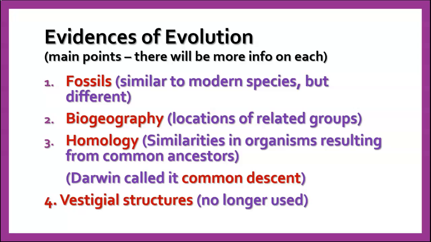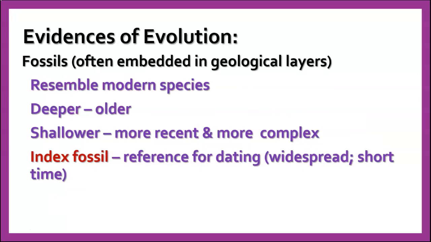The third point is homology. These are similarities in organisms that come from having had common ancestors, and there are quite a few things involved in this. Darwin called this common descent, meaning that we descended from ancestors that were similar or the same. And then the final one is something called vestigial structures. These are structures that are still present, but that are no longer used, and so they may have become reduced in size. So first of all, fossils.